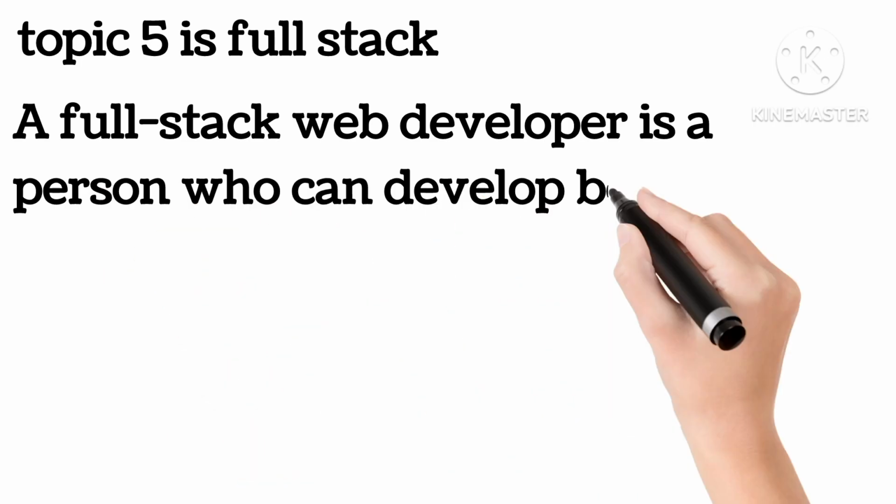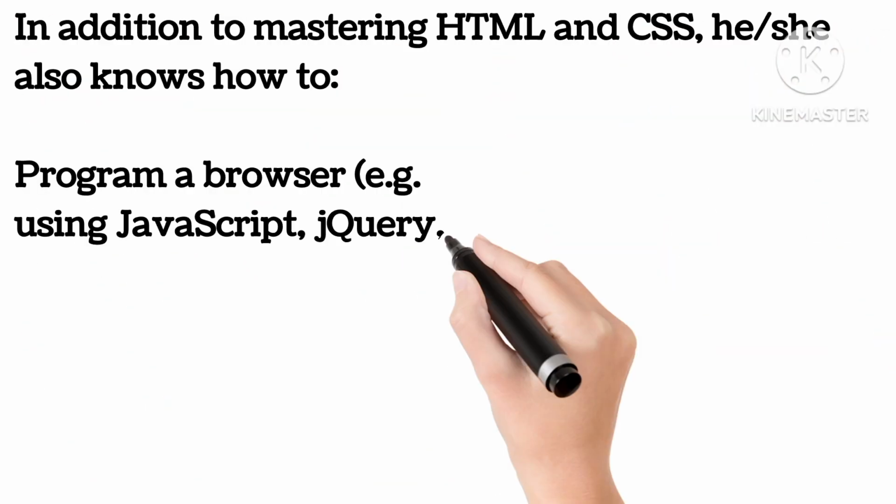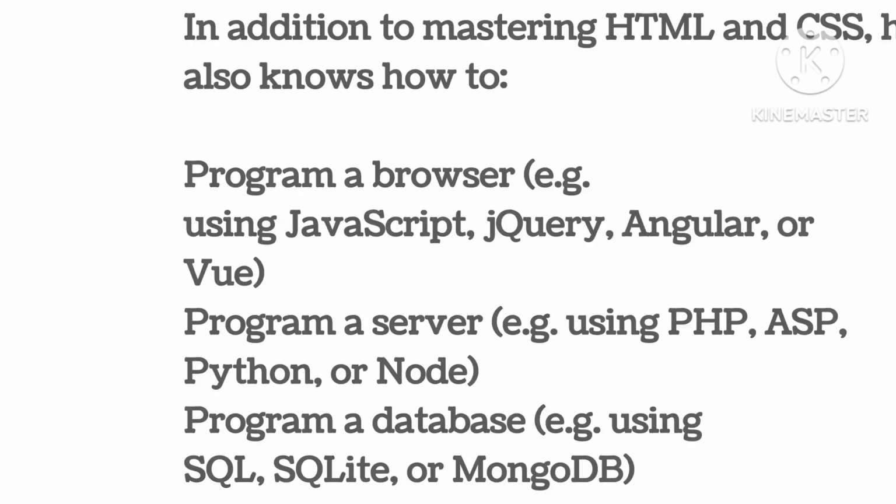A full stack web developer is a person who can develop both client and server software. In addition to mastering HTML and CSS, he or she also knows how to program a browser using JavaScript, jQuery, Angular, or Vue. Program a server using PHP, ASP, Python, or Node. Program a database using SQL, SQLite, or MongoDB.